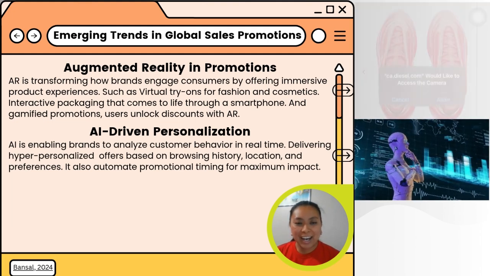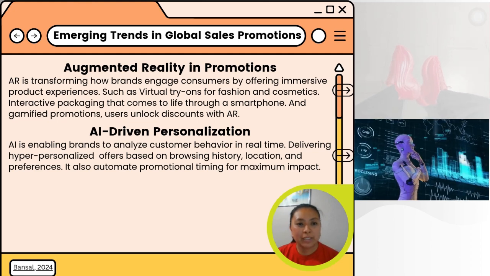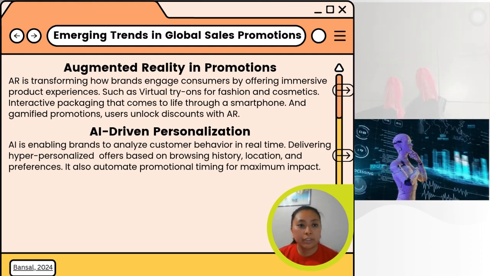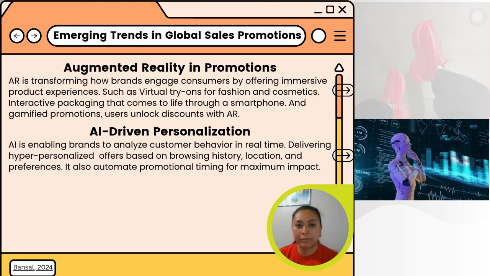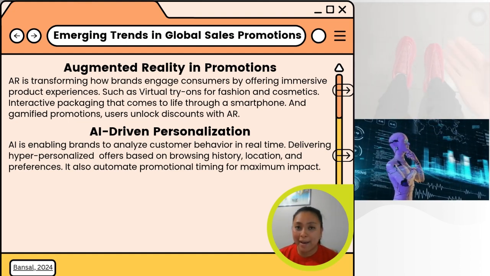Next is AI-driven personalization. As we've seen in earlier examples like Sephora and Starbucks, AI helps brands deliver offers that are tailored to each customer's behavior, location, and preferences. It even helps time promotions for maximum impact.